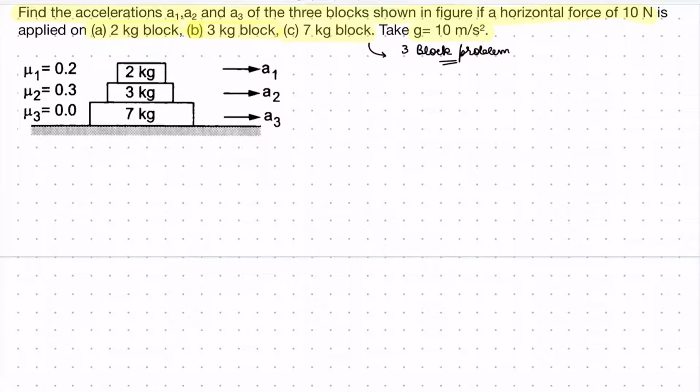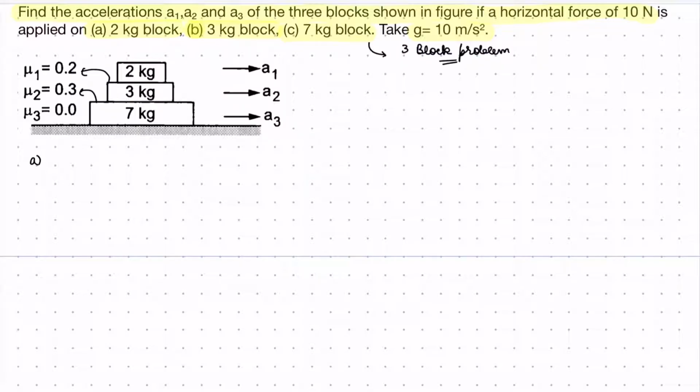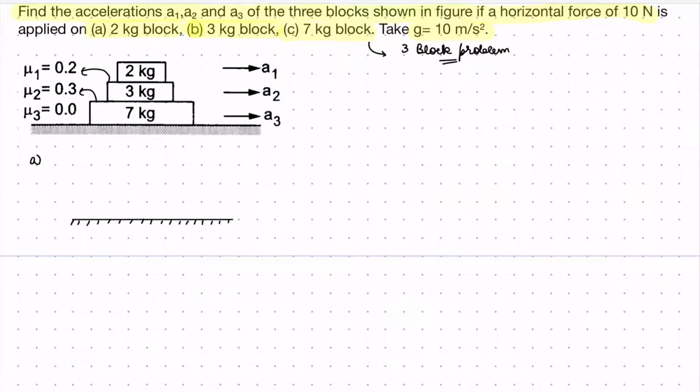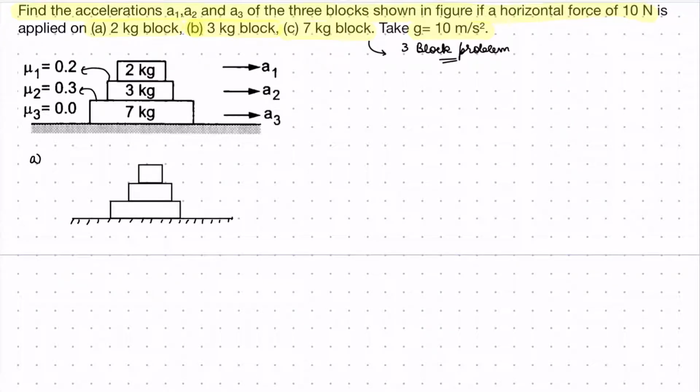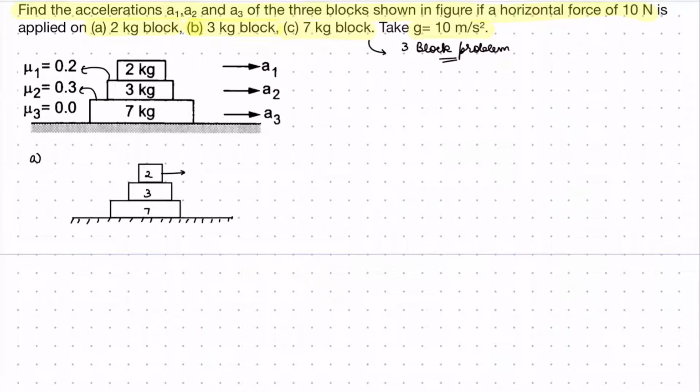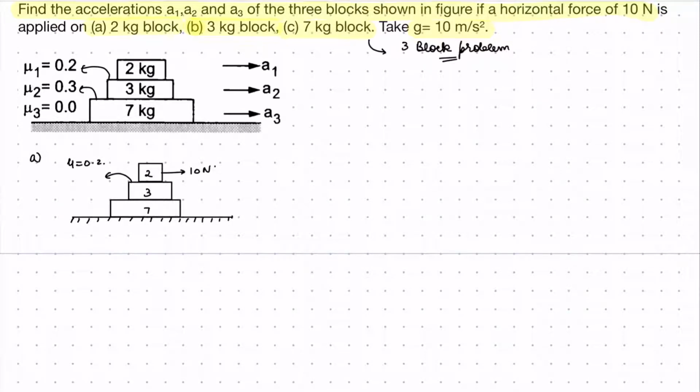The A part says these are the friction coefficients between these blocks. Now, the first thing is, let's take the A part. The A part has three blocks, one like this, second like this, the third one like this, kept one at the top of the other. This is 2, this is 3, this is 7, where a force of 10 Newton acts on it in the forward direction. The first surface has mu equal to 0.2 and the second surface has mu equal to 0.3, while the third surface over here is smooth.